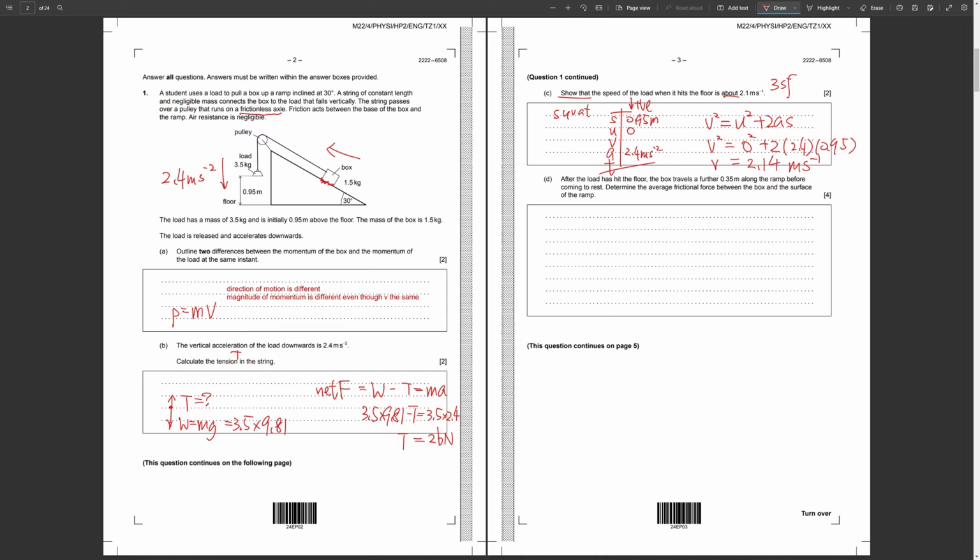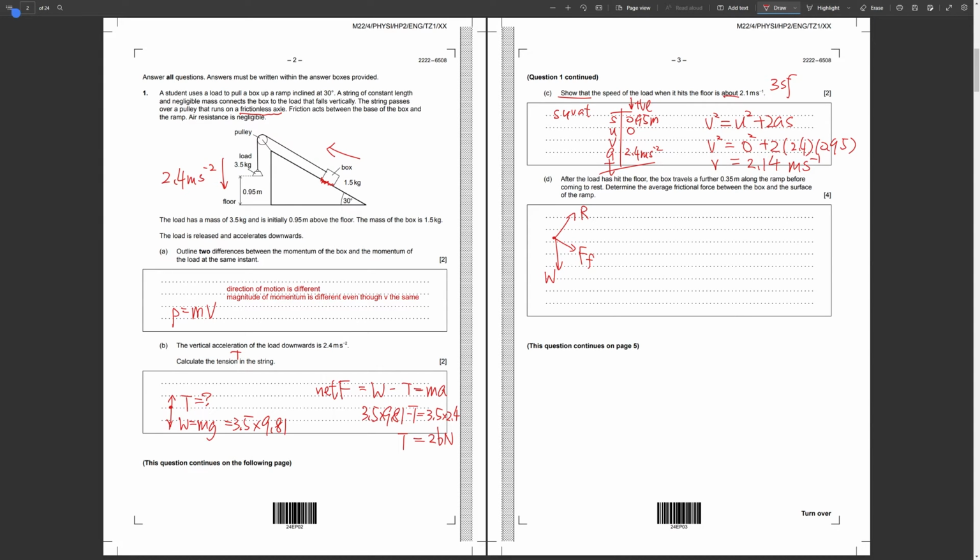After the load hits the floor, the box keeps on traveling for a further 0.35 m along the ramp, and after that it will come to rest. Let's determine the average frictional force acting on the box along the ramp. The forces acting on the box are as follows. Firstly, there is a weight and there is a normal reaction going perpendicular to the surface, and don't forget the frictional force going down the ramp.